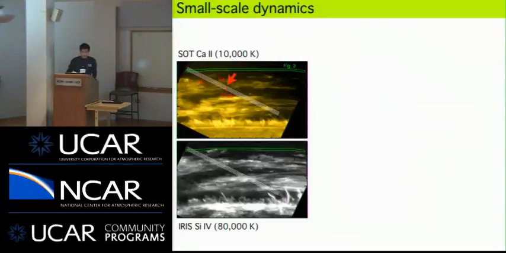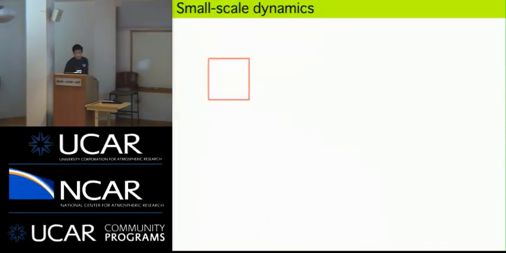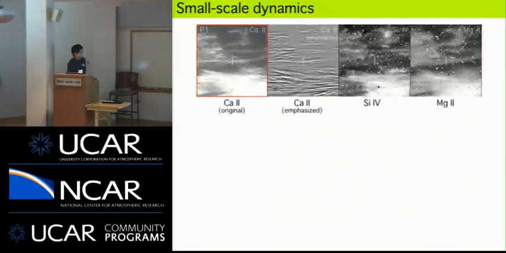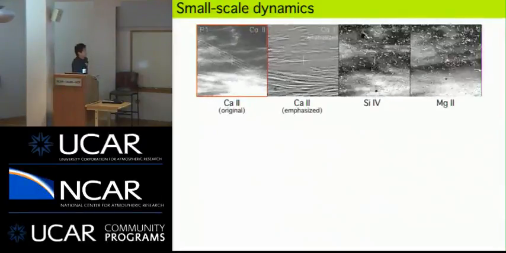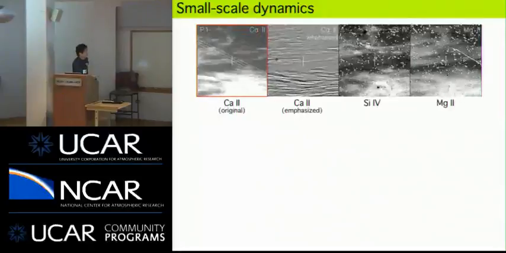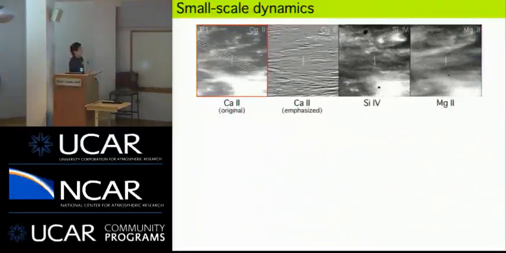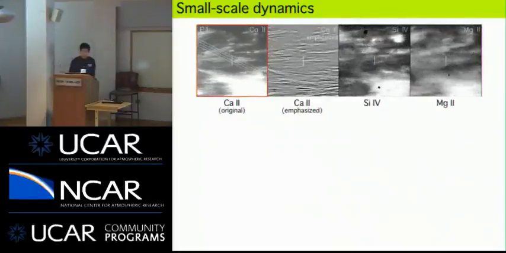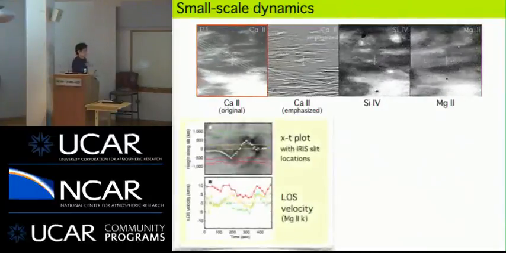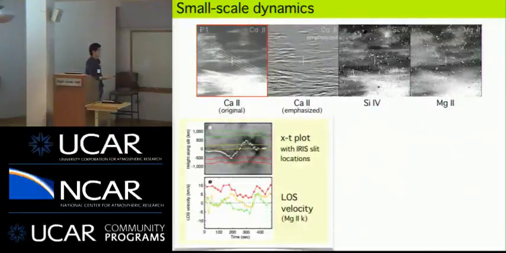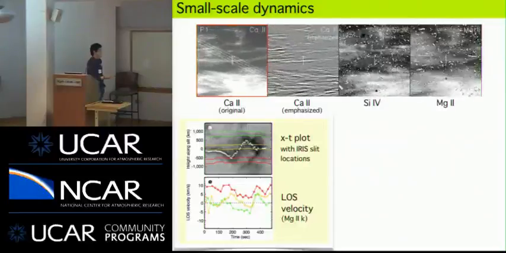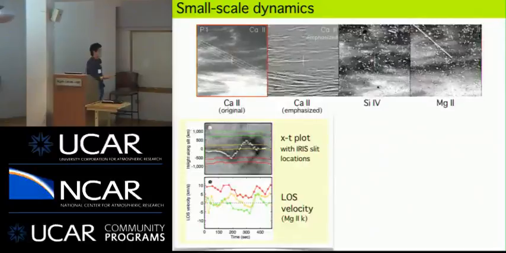Okay, so next I focus on the small-scale dynamics of this prominence. So I pick up one fine structure that is called threads, and show a movie of calcium images. And this is original data, and this is emphasized calcium data. And these dotted lines are IRIS slit locations. And I put one artificial slit here, white vertical slit, to make a space-time plot like this. But this image is negative. This is positive image. So you can find vertical oscillations of this prominence thread as a dark feature like this.